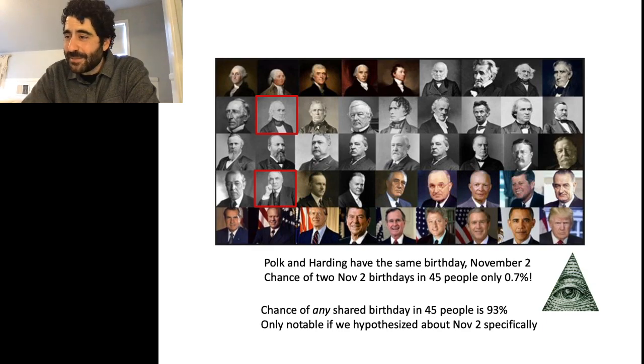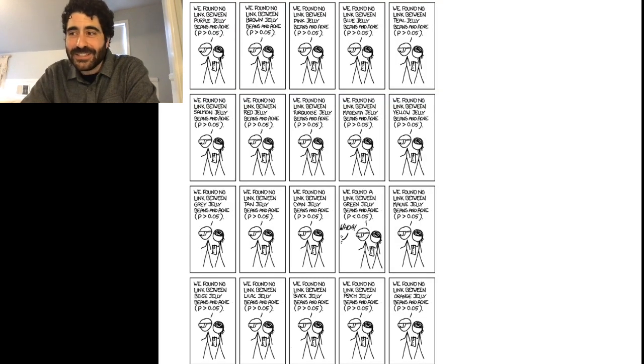There's an XKCD comic about this too, which I think illustrates it well. They have scientists looking for links between different colors of jelly beans and acne. So they're looking at people eating different colors of jelly beans, and they're doing lots and lots of hypothesis tests for every possible color of jelly bean to acne. And we see most of the p-values they're getting are above 0.05. But then it happens that during the green jelly bean test, they actually do get a small p-value, right?